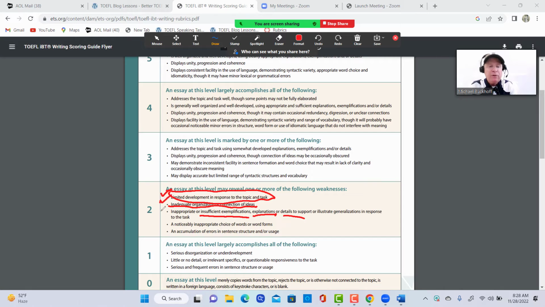So 1, 2, 3. A noticeably inappropriate choice of words or word forms. Not too much of a problem there. Your grammar is not terrible. I mean, you do have some grammar errors in there, but I don't think that's the major issue. An accumulation of errors in sentence structure and or usage. So because you have problems in 3 areas here, it says in the 2 area, 1 or more of the following weaknesses. You have 3 problems that identify you in the 2 area. So I'm thinking you're kind of in the mid area here.